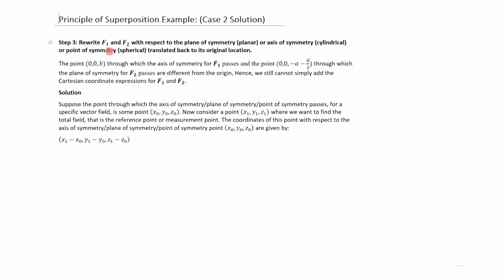All right, so we're going to rewrite F1 and F2. Step 3 is to rewrite F1 and F2 with respect to the plane of symmetry, or the axis of symmetry if it's cylindrical, or the point of symmetry if it's spherical, and we translate back to its original location. This is similar to the description that was given previously. This is a mirror image of what we had said earlier. The only difference now is that the point through which things pass has been changed from the origin to a point which is displaced by minus a minus d over 2 units along the negative z-axis.